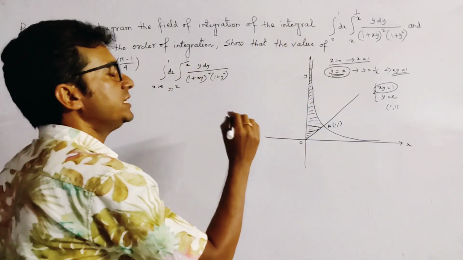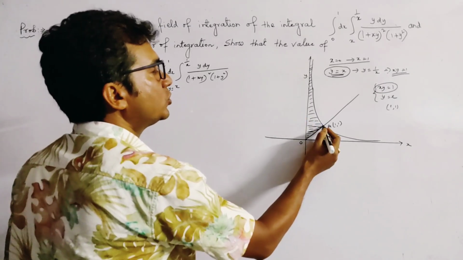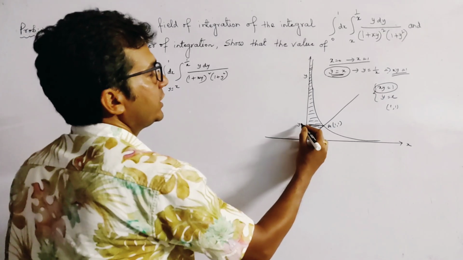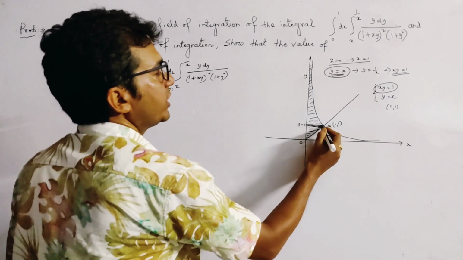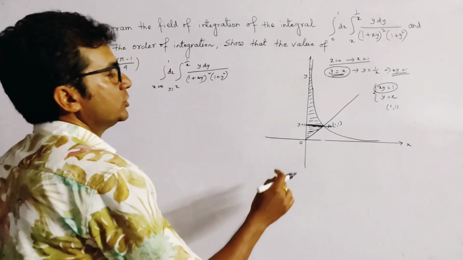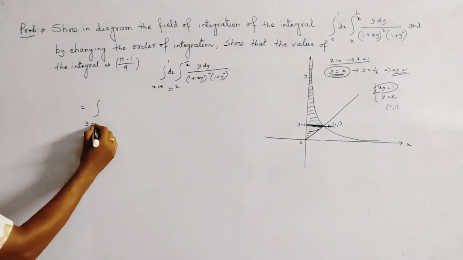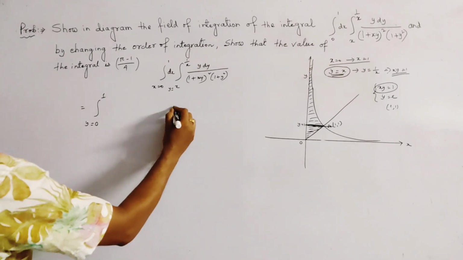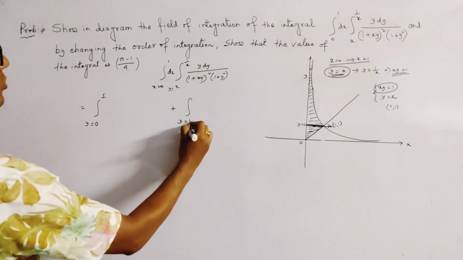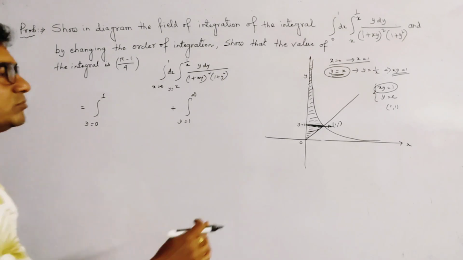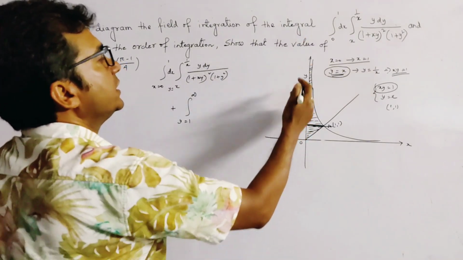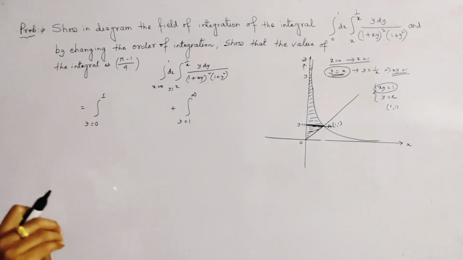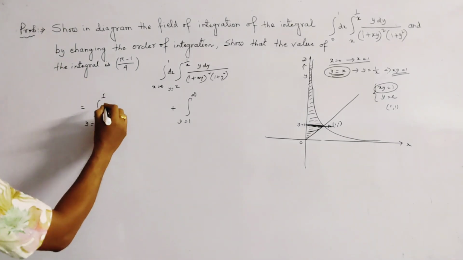So we divide the region or field of integration into two parts. The first part is, this line is y equal to 1, right? So we take the first integration from y equal to 0 to y equal to 1, and the second integration is y equal to 1 to y equal to infinity, because here y equal to 1 and this is tending to infinity, okay?